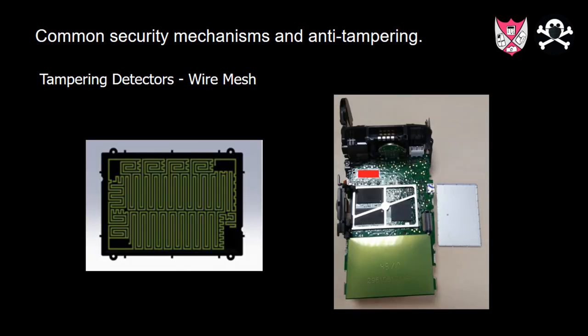Another critical measure is a wire mesh, as shown on this slide. It has two main purposes: anti-drilling protection and obfuscation. The case on this slide covers a smart card reader and registers drilling when the protection circuit is destroyed. These kinds of meshes you may also find on printed circuit boards and ribbon cables.